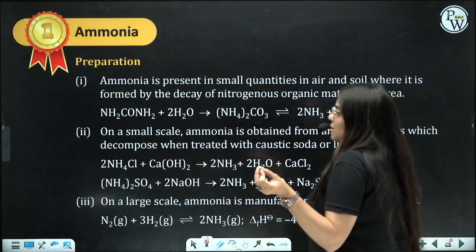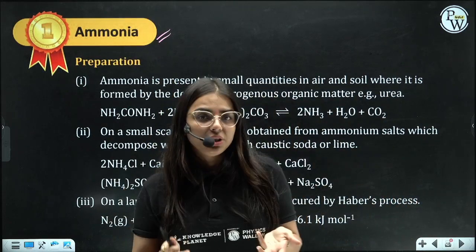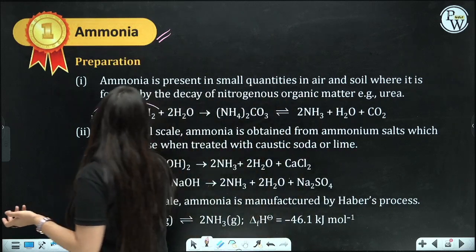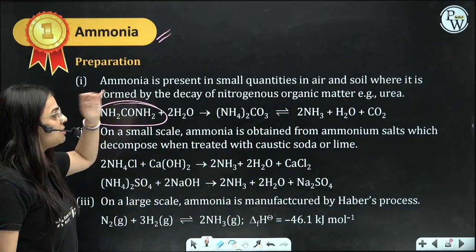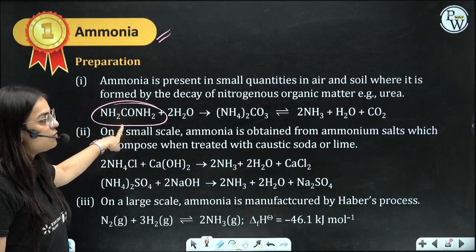Moving on to the next one now, the preparation of ammonia we are going to start. So we are going to prepare ammonia from urea. Now, how from urea? NH2CONH2 is basically the urea, right? Ammonia is present in small quantities in air and in soil, and it is formed by the decay of the organic matter urea.